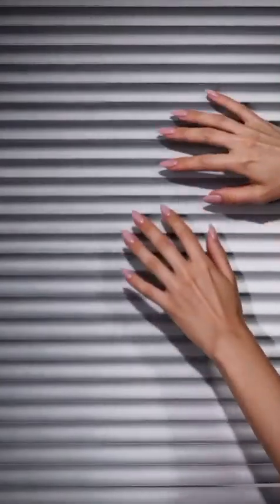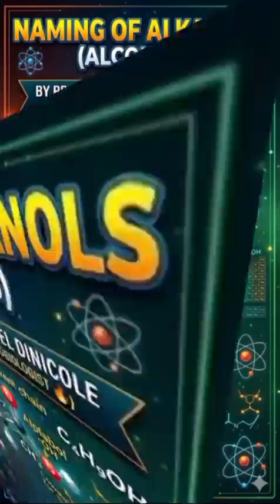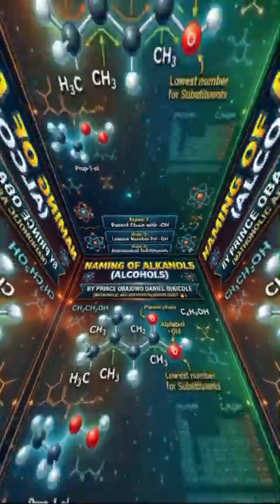Structure, breathe. Find the carbon chain that holds the hydroxyl light. Make sure the count is grounded, keep the numbers tight. It's the alkanol state of mind, yeah.